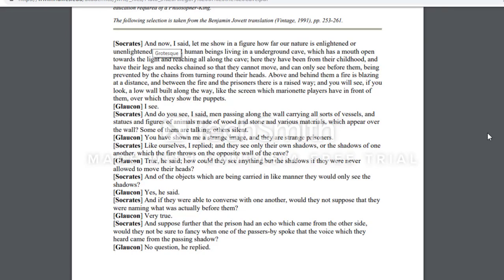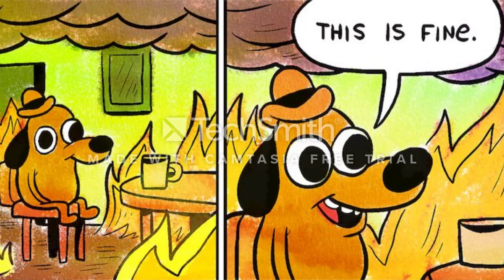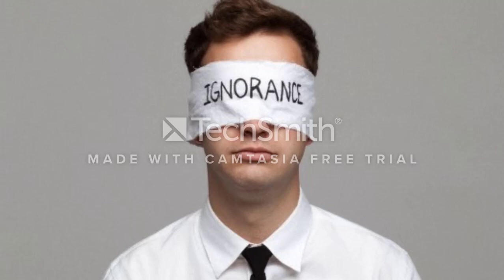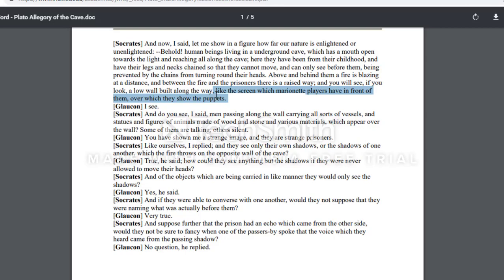So these people speak so intelligently, and they're basing their lives off of what they see through the shadows. They don't question the shadows, but rather they live understanding that these shadows are all they need to live by. It was almost like puppets, it says here. It's like a screen which marionette players have in front of them, over which they see the puppets.